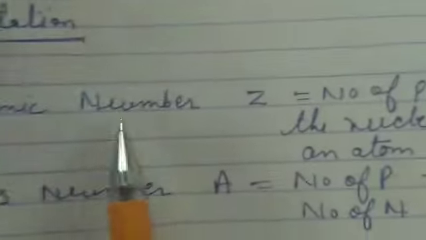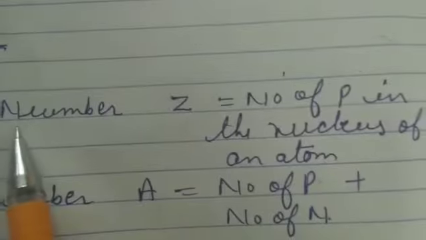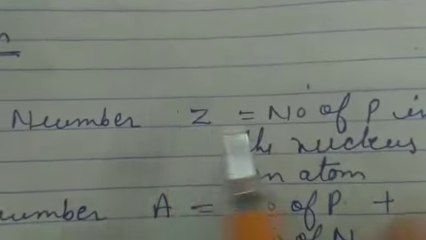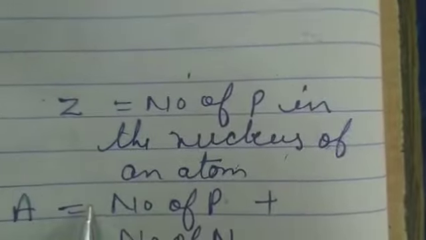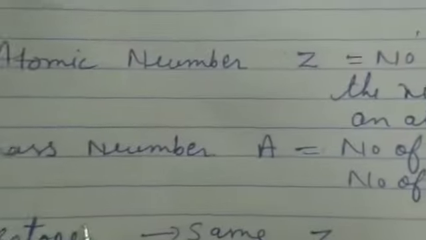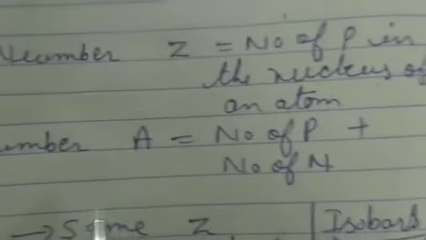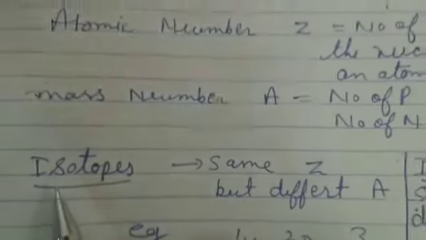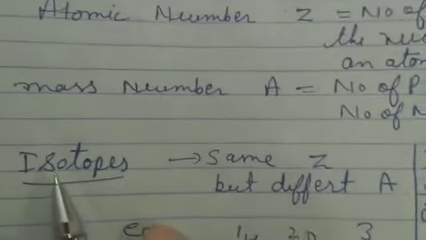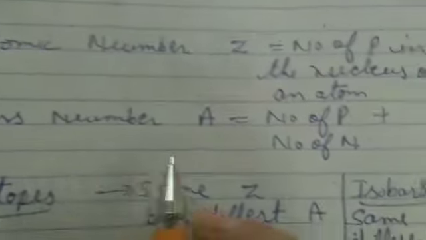I have already told you about atomic number and mass number. Atomic number is denoted by Z, and it is equal to the number of protons present in the nucleus of any atom. And secondly, mass number is denoted by A, that is the number of protons plus the number of neutrons. Now the next definition, isotope. You have discussed it earlier in junior classes. Isotopes have the same Z, same atomic number but different mass number.